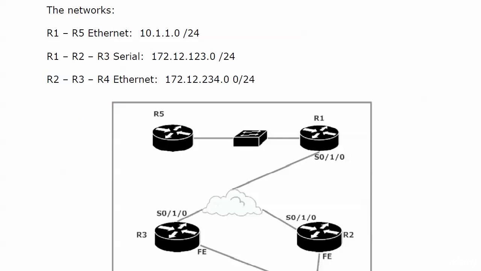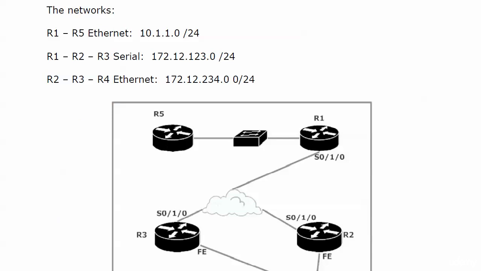Routers 1 and 5 share an Ethernet segment, 10.1.10.0/24. Routers 1, 2, and 3 share the serial connection that we are so used to at this point, 172.12.123.0/24. And then finally, routers 2, 3, and 4 also share an Ethernet segment, 172.12.234.0/24. I see we have an extra 0 in there. I'll get rid of that.